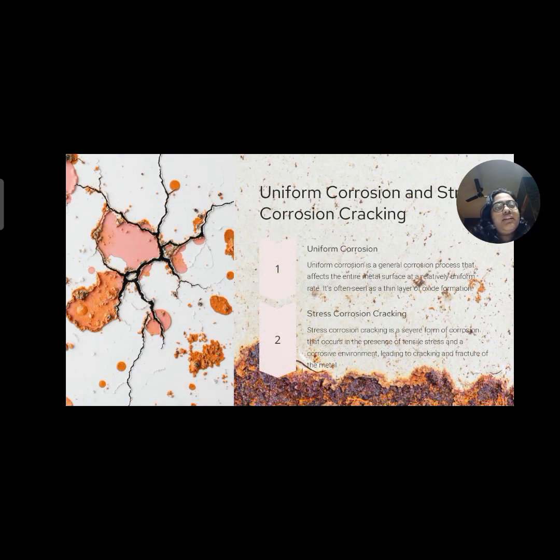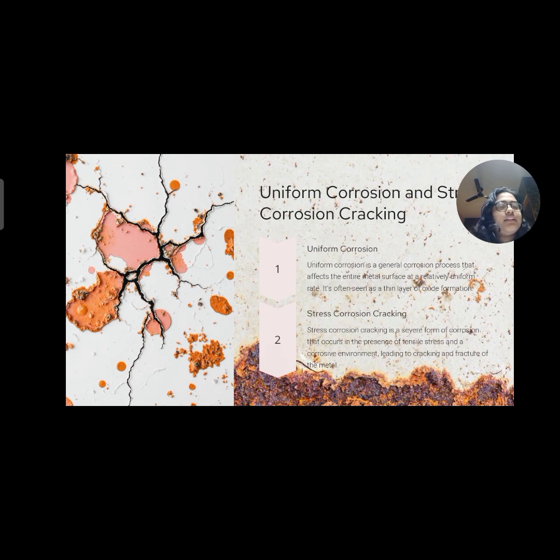Next, uniform corrosion and stress corrosion cracking. Uniform corrosion is the general type of corrosion you will see on metal sheets, where the corrosion is more in a uniform manner. When it is uniform, you can see a thin layer of the oxide of that metal on the metal.